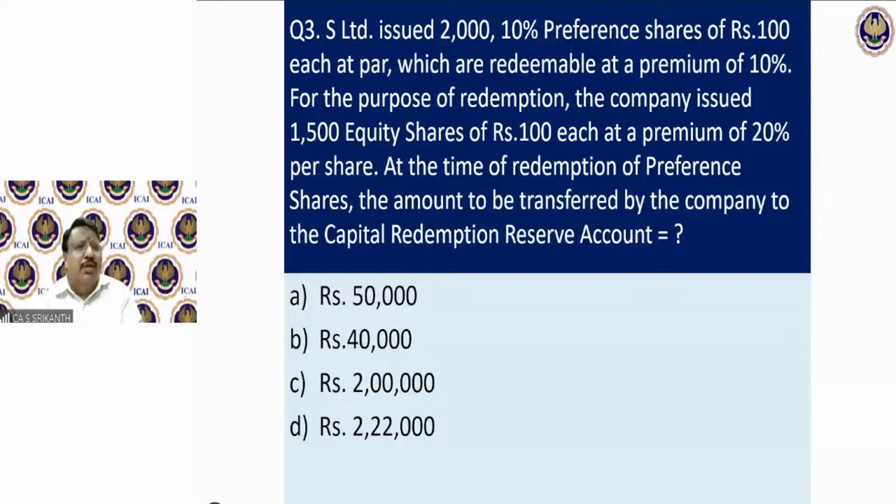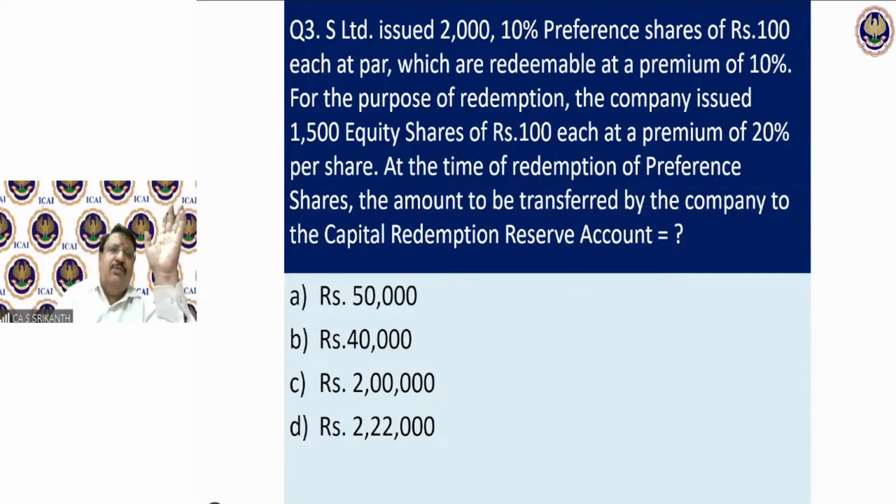Based on that, let us look at this. S Limited issued 2,000 10% preference shares of 100 each at par, which are redeemable at a premium of 10%. That means at the time of redemption, for every share I will pay 110 rupees: 2,000 into 110, with 10 rupees premium. When I pay him back, I pay 100 rupees plus 10 rupees. For the purpose of redemption, the company issued 1,500 equity shares of 100 each at a premium of 20%, which means face value 100, 20 rupees premium.